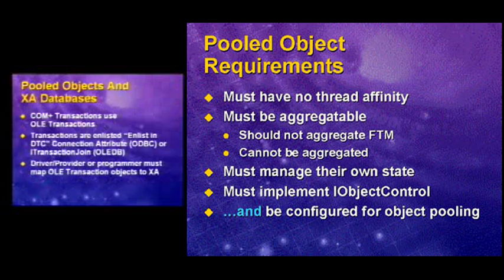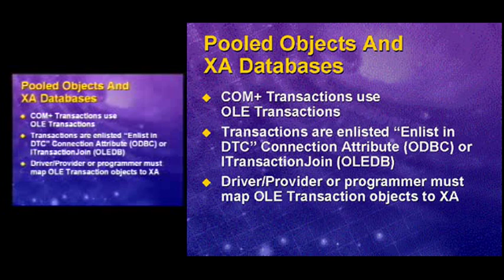So let's talk a little bit about pooled objects in XA databases. Remember that COM+ components or COM+ transactions use a transaction model called OLE transactions. The object model that some of the rest of the world uses is called XA transactions. XA transactions enlist in transactions by means of an XID, or X transaction identifier. OLE transactions enlist in DTC, and they use the enlist in DTC connection attribute, or ITransactionJoin in OLEDB.